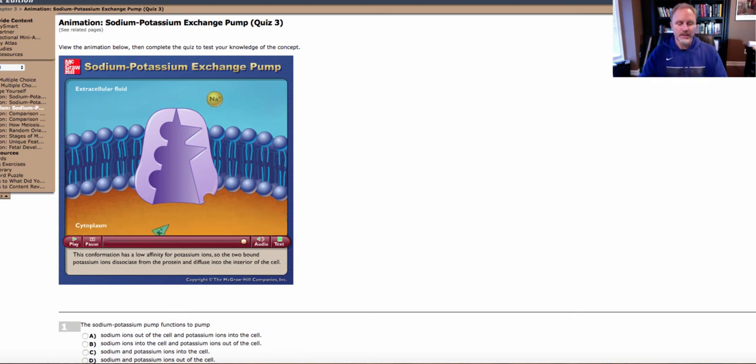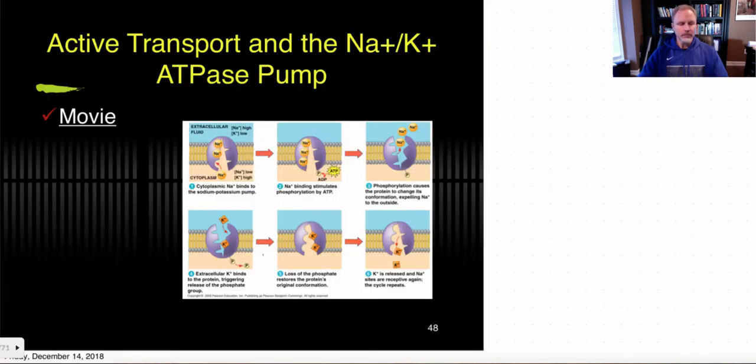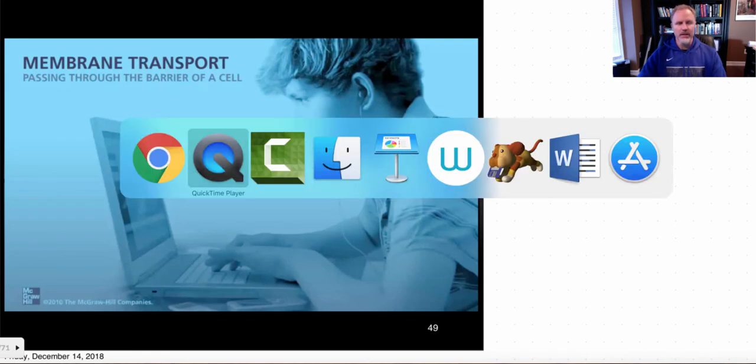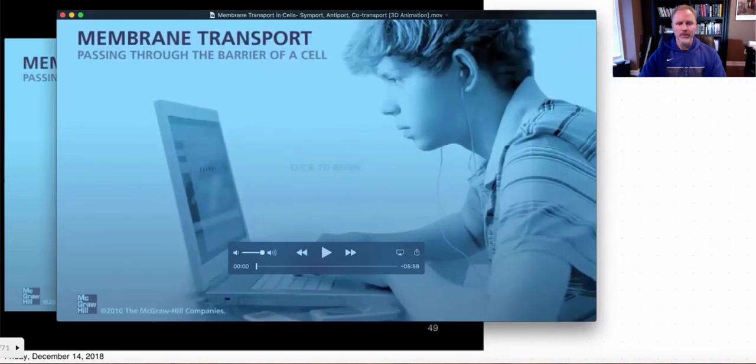Okay, so that just explains how the sodium-potassium ATPase pump works to get the sodiums out and the potassiums in against their concentration gradient. Now here with this last slide, what I want to do is look at another video that explains some of the stuff that we've been talking about. Okay, so let's have a look.